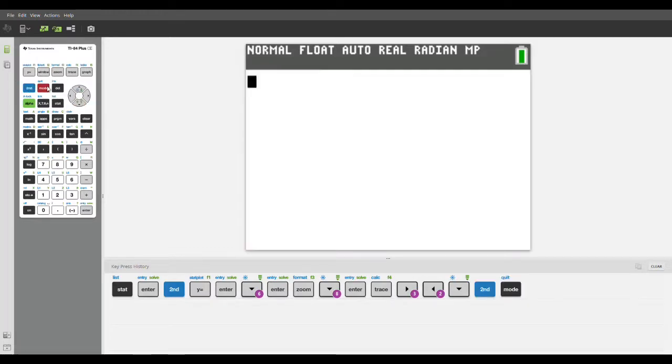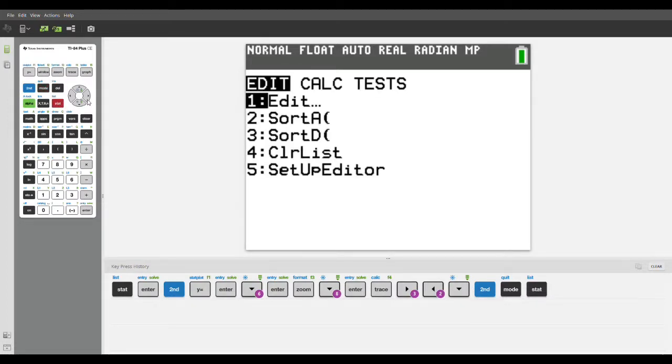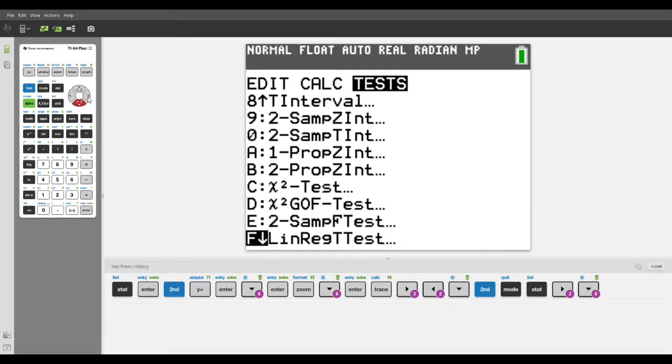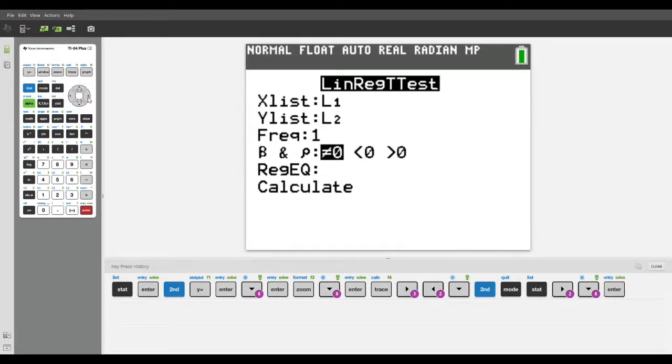So in order to get our regression equation, we are going to go to stat, go to test, and go down to linreg t-test. On linreg t-test, we have L1 and L2, frequency set equal to 1, and rows not equal to. We're going to go ahead and tell the calculator to graph our regression equation, and I want it to graph it on our scatter plot that we just looked at.